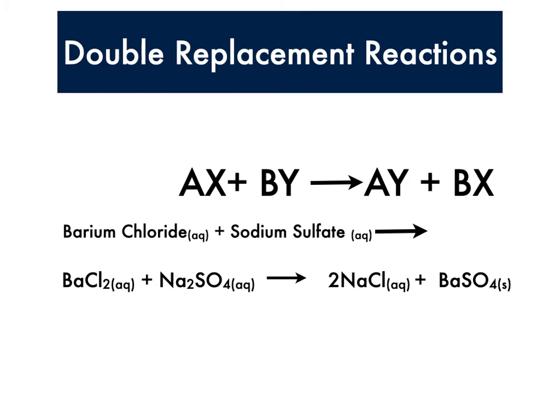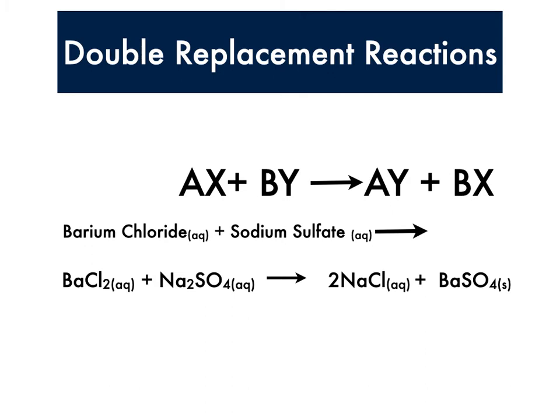We're then going to produce products where the cations and anions are going to switch partners. So the sodium is going to go with the chloride. Sodium is 1+, chloride is 1-. So you need to write the formulas before you go ahead and balance this thing. And then barium is going to react with the sulfate. And barium is 2+, sulfate is 2-, so it's just BaSO4.